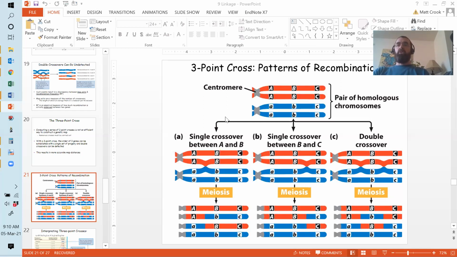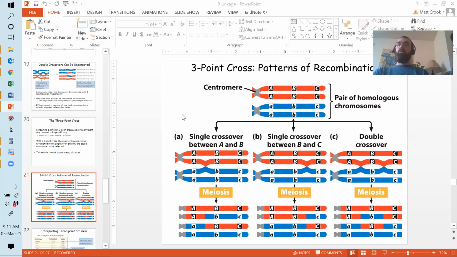So ones that look like this are going to be the most common, right? And this is important. The reason why I'm telling you this in groups like this is that when you see a collection of data for a 3-point cross, you need to figure out quite quickly what's what, right? And this is how you do it. Okay, so most common, and then you're going to get 3 different types of recombinant.